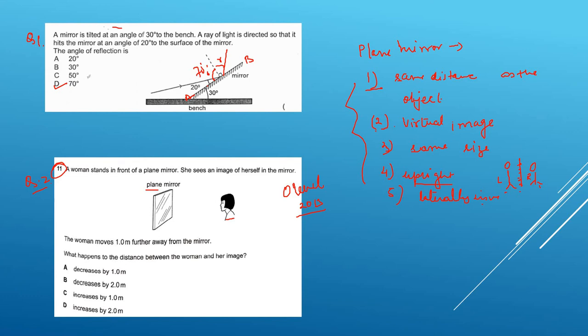The woman moves 1 meter further away from the mirror. So she is moving 1 meter further away. Okay. So suppose this is x, the image will also form at x. Now if she has moved 1 meter, it means the image will also move 1 meter. Correct? So what happened to the distance between the woman and her image? That will increase by 2 meter, because they are asking for the distance between the woman and the image. So it will include this one and this also moving 1. So option number D. I hope this simple question helps you understand the law of reflection and the image formed by the plane mirror.